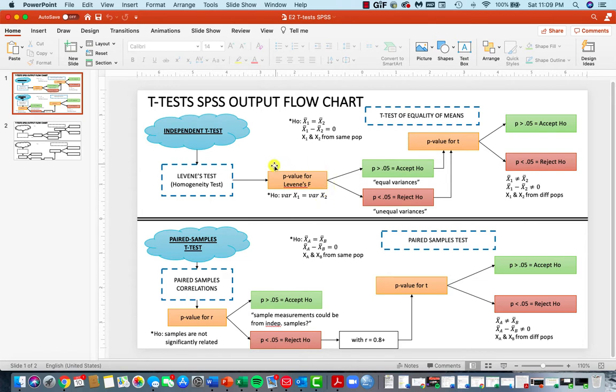So if we look at the p-value for Levene's test, or the homogeneity of variance test, it's either going to be greater than 0.05 or less than 0.05.